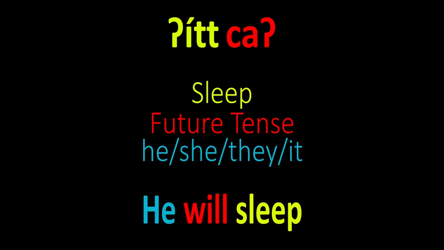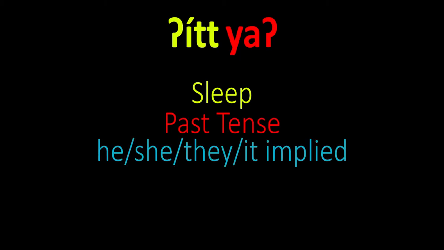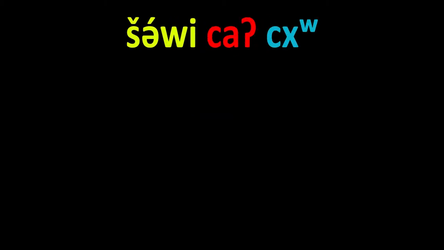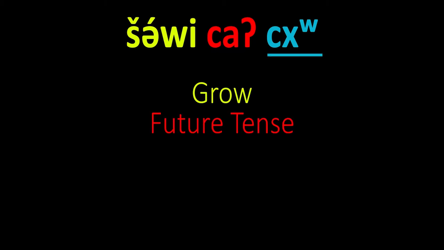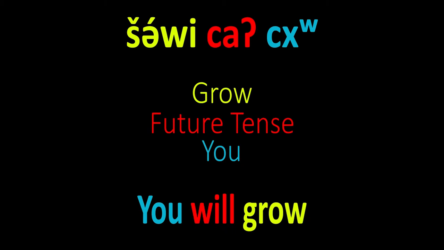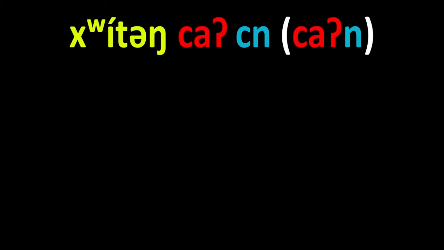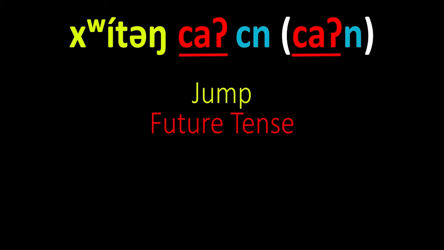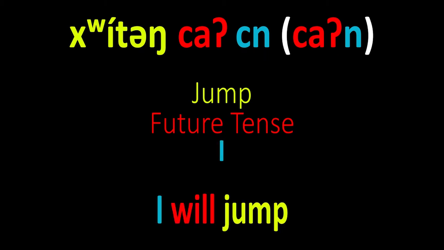Let's just say he will sleep. Now let's put that in past tense. Eat, ya. Eat, sleep, ya, past tense. He slept. Shawi, grow, tsa, future tense, t, you. You will grow. Huiteng, jump, tsa, future tense, sin. I will jump.